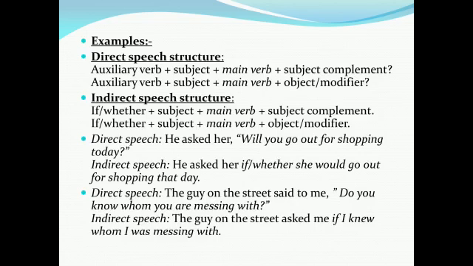So in the indirect speech, it will become: the guy on the street asked me if I knew. Now we cannot write do as did here. We have to change it into simple past tense for the main verb know. So it will become if I knew whom I was messing with. Now here you are messing will become I was messing. So it will become whom I was messing with. So let's see now.